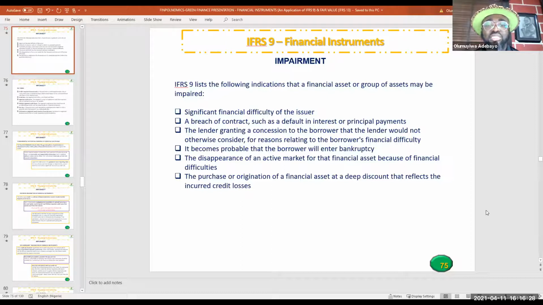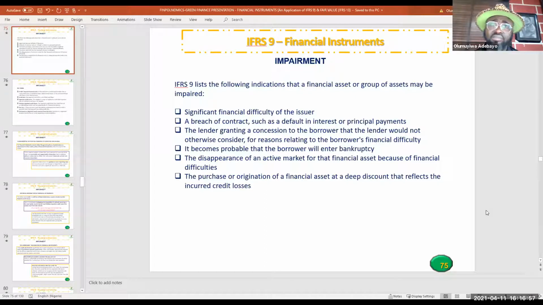A situation that becomes probable that the borrower will enter bankruptcy or will be declared bankrupt. When you start to see a financial asset that is listed in the market and has lost its activeness in trading, its liquidity has been eroded, and its active market suddenly starts to disappear, that also proves such evidence.